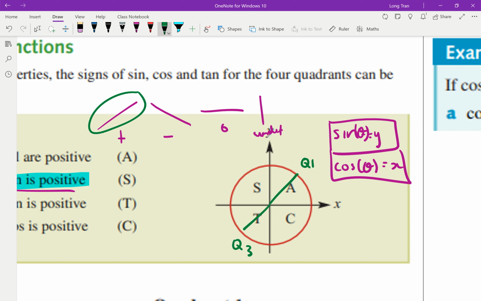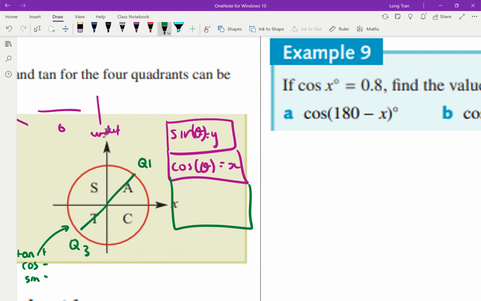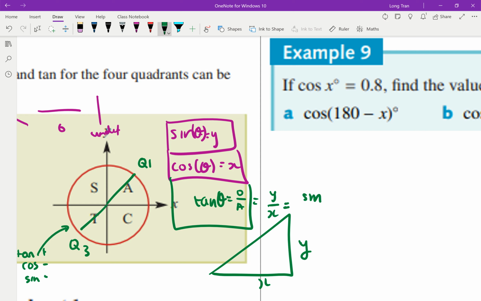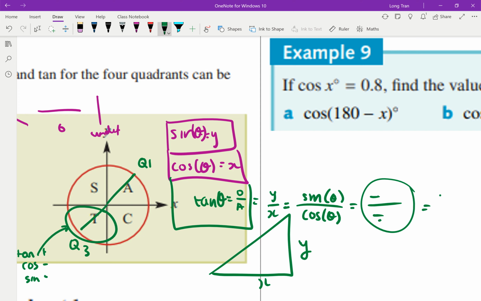That's why we say that in this region here, both cos and sine are negative, only tan is going to be positive. Another way to think about it is tan of theta is equal to opposite over adjacent in a triangle, which means it's y over x. Since y is your sine and x is your cos of theta, in quadrant 3 sine is negative and cos is also negative, but when we divide negative by negative, of course it's going to be positive.